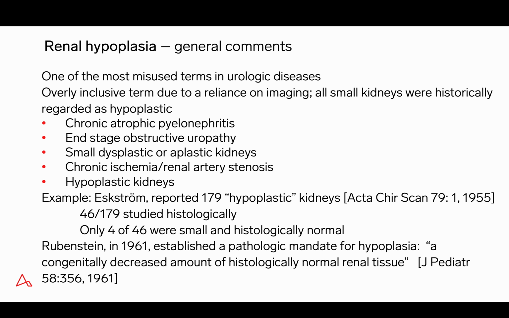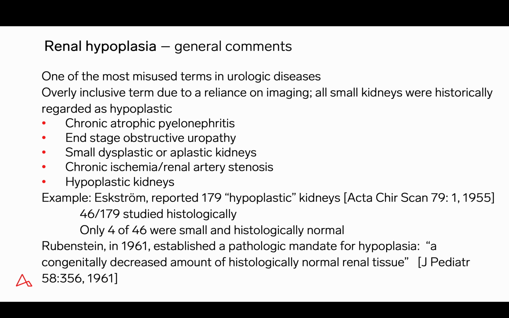Renal hypoplasia is one of the most misused terms in urologic diseases, and this is because of a reliance on imaging studies in which historically all small kidneys were regarded as hypoplastic. As you can see here, chronic atrophic pyelonephritis, end-stage obstructive uropathy, small dysplastic or aplastic kidneys, chronic ischemia, and truly hypoplastic kidneys are all wrapped under the general term renal hypoplasia if reliance on imaging is employed.